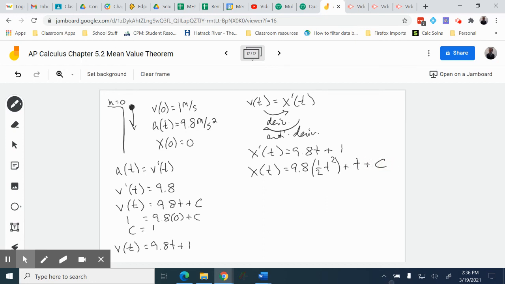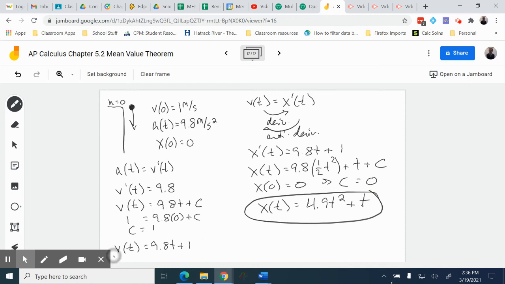And now I can plug in, since x of 0 is equal to 0, that means that this constant is in fact equal to 0, which means that the position function is 4.9 t squared plus t. And I have a function for position and a function for velocity for this object, which has been thrown downwards. All right, why don't you go ahead and do exercise 43 in the text.